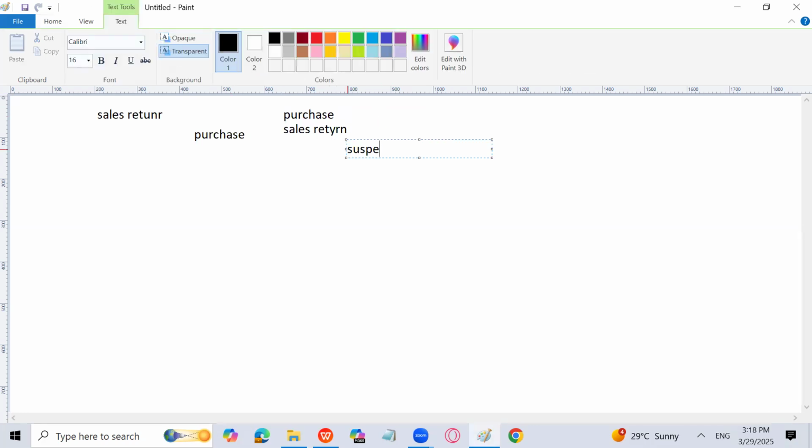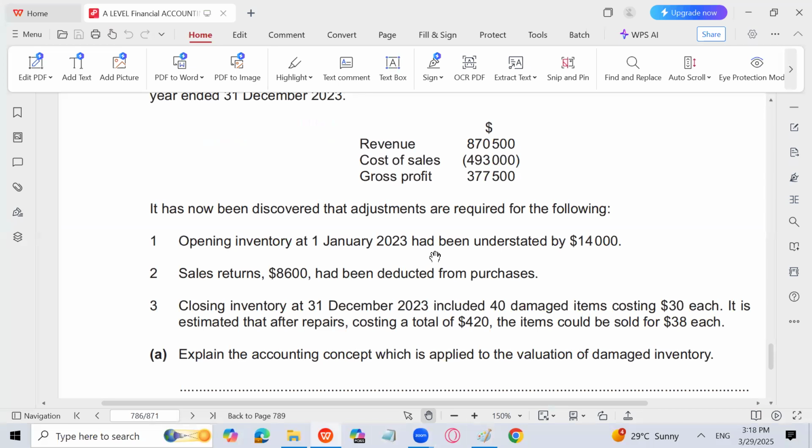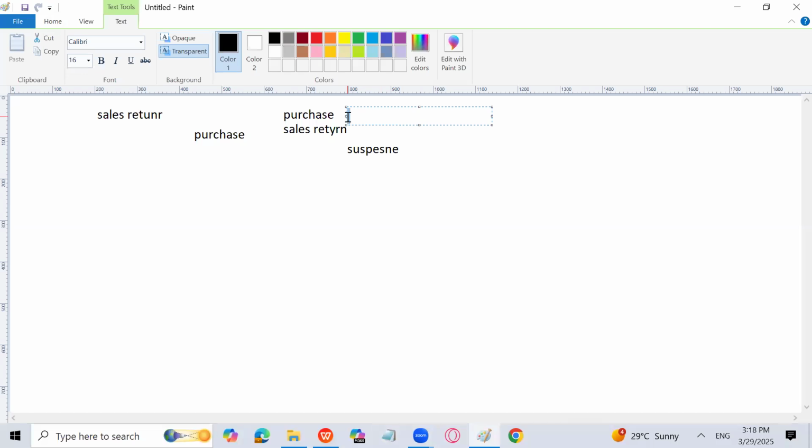This is going to be the rectifying entry, spelling mistakes are there, but it doesn't matter. Sales return is 8,600, so I will write 8,600 here, then again 8,600 here, and suspense will come with the double amount. Purchases are debited, sales return is debited, so gross profit will decrease. To find the corrected gross profit, I have to subtract these two amounts from the gross profit.